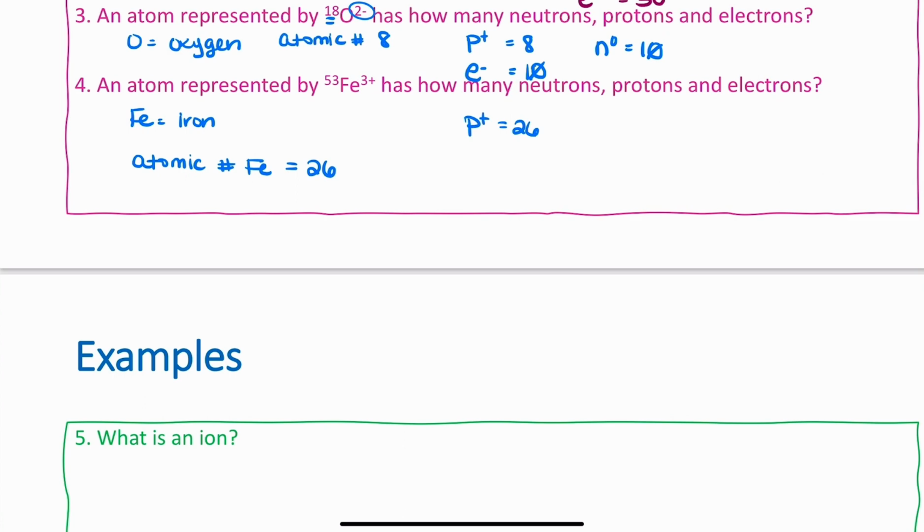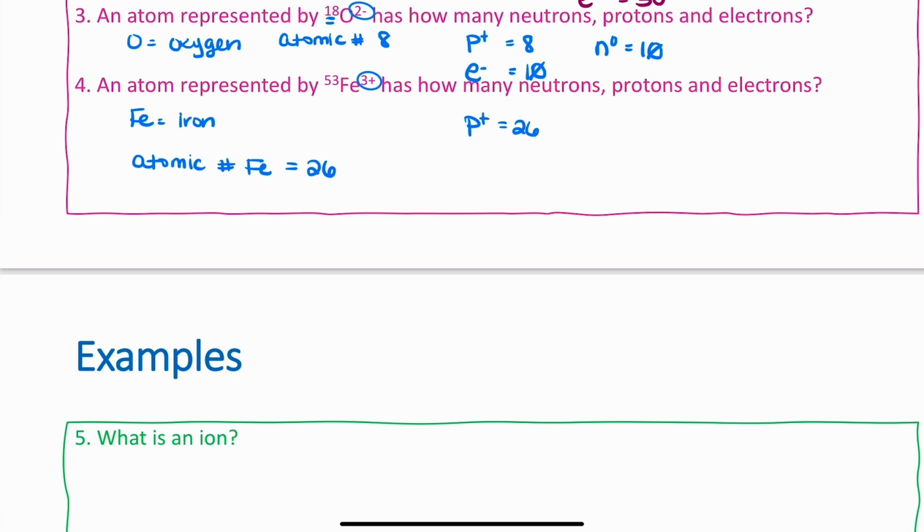It also shows me here that this specific iron I'm looking at is an ion with a 3 plus charge. Now remember, you cannot gain or lose protons. If you change the number of protons you have changed the species itself. So you're only gaining and losing electrons. In order to cause that 3 plus charge, I need to lose 3 electrons from the original neutral atom.